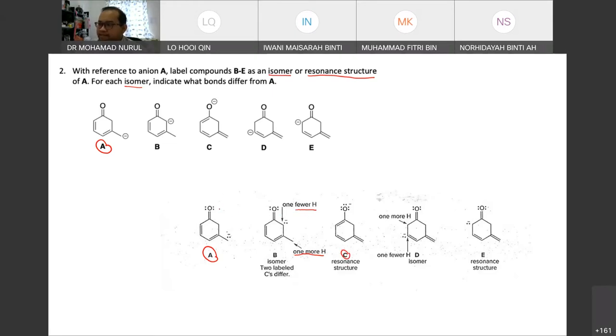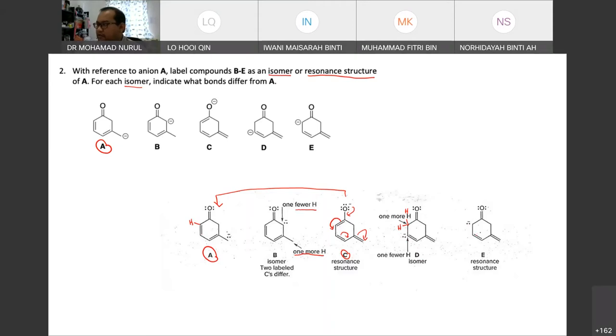How? We try to do it. Let me do it like this. This icon will be here, and it will show the structures. D is an isomer because this time this one is CH and this time this one is CH2. It's different. And this one has less hydrogen here, because there is only an empty orbital here. So D is an isomer.